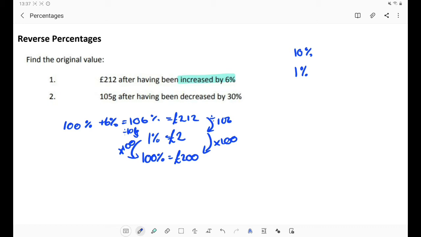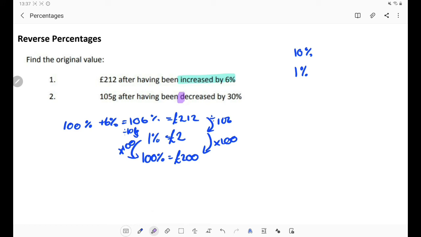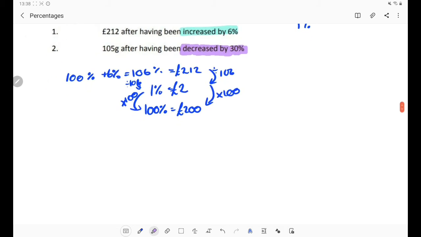Now pause and give this next question a go. And what I'm going to highlight to you is that it decreases by 30%. How will that change your calculation? Hopefully you sat there and you realised, well, if it's decreasing by 30%, instead of adding on 30, you're going to subtract 30. And you know that you don't have 100% because you've lost 30%, you only have 70%.